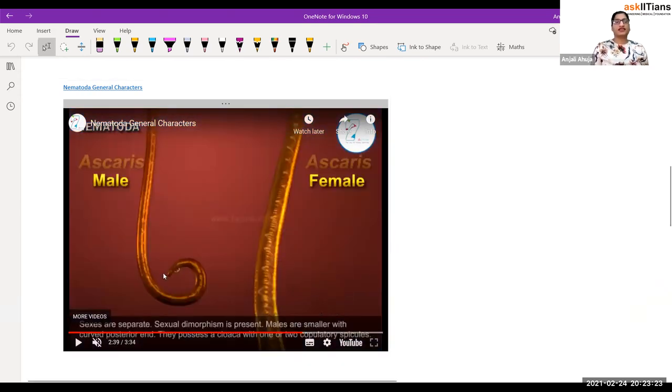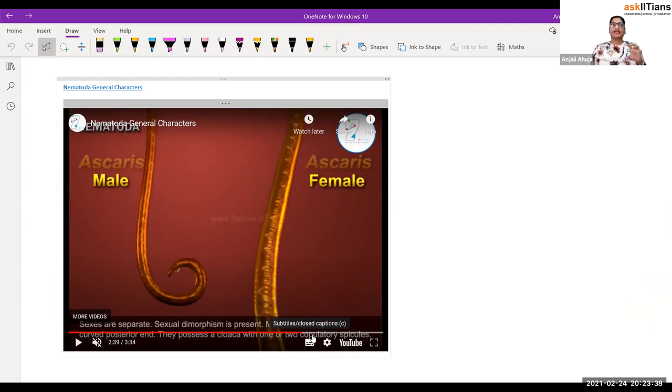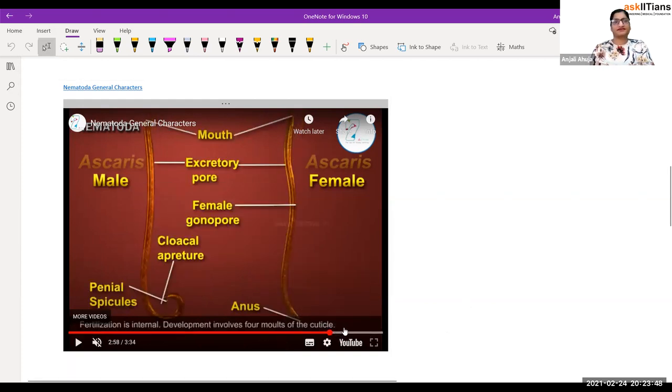And for the rest, you can say that they have separate sexes. Sexual dimorphism is present. Male is smaller and female is larger. They also have copulatory spicules, of little size, which help in copulation and mating so that new Ascaris can be formed. Ascaris is Ascaris lumbricoides, which infects the intestine in us and causes disease. But all nematodes have these kinds of spicules for copulation. That's it. You don't have to remember others.